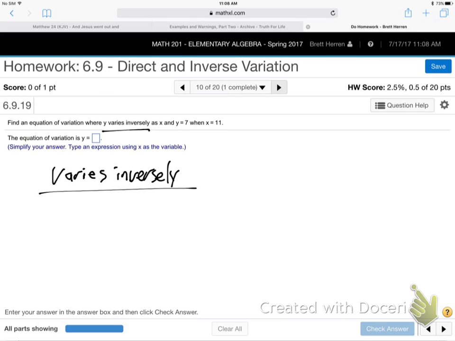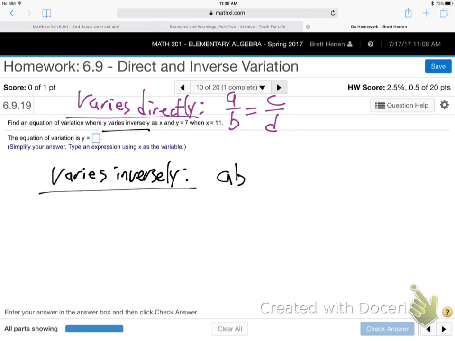So if they say varies directly, that's what they've been saying for the first 9 questions. We put A over B is C over D. That's what we've been doing for the first 9 questions. When they say varies directly, you just put two equal fractions. Guess what you do when they say varies inversely? You put them side by side, times, instead of fractions. Like that. Which seems kind of backwards, doesn't it?